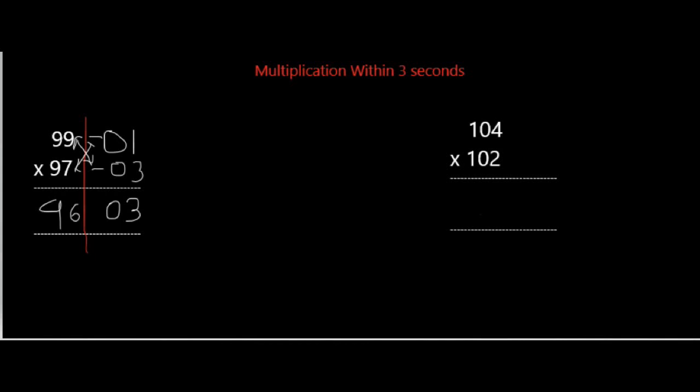Coming to my second case, where both the numbers are greater than 100, you need to draw the line again, and then get the difference between each number and 100. So 104 minus 100 will give me plus 04, and 102 minus 100 will give me plus 02. Then you need to multiply both of these numbers, plus 02 and plus 04, which will give me 8.